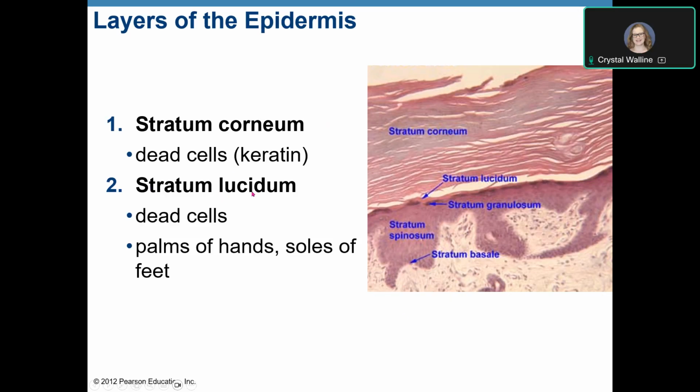The word root "lucid" means light. And if you think about the word translucent, meaning something that allows light to pass through or across, we can remember that this layer is lucidum because the person that first described it said that in its unstained state, it appeared translucent.